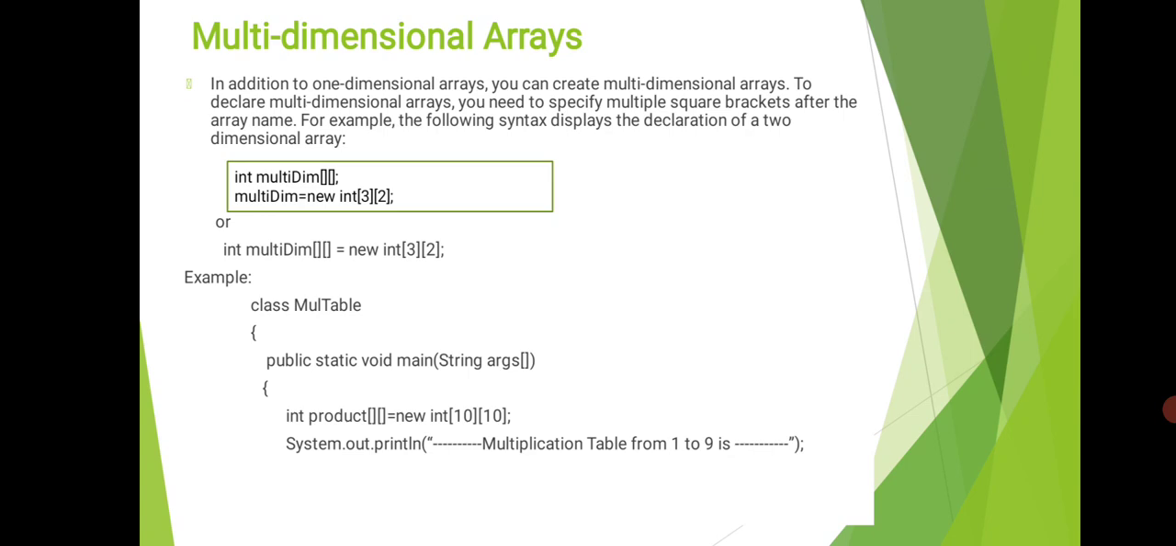It will display the output, that is, the multiplication table from 1 to 9. Now the calculation part: for i equals 1, i less than 10, i plus plus, that is 10 rows. For rows we are using the variable i, and for columns we are using j. So we need two looping statements, one for rows and another for columns. So i equals 1 to i less than 10, i plus plus, then inside that another loop for columns: j equals 1, j less than 10, j plus plus.